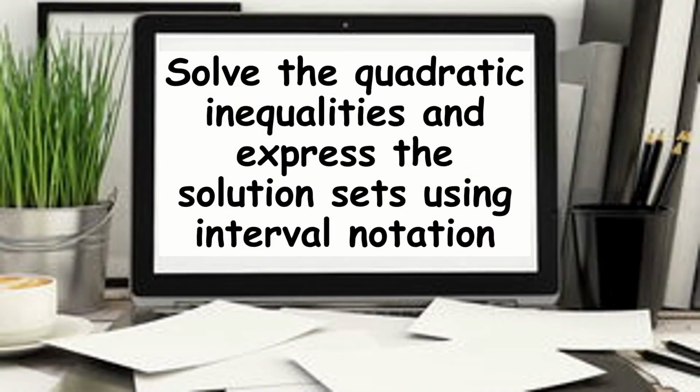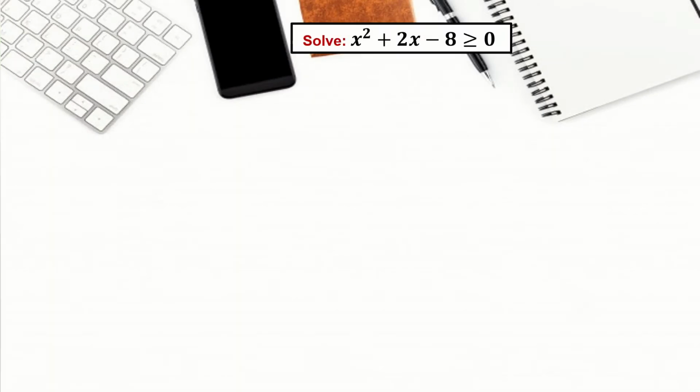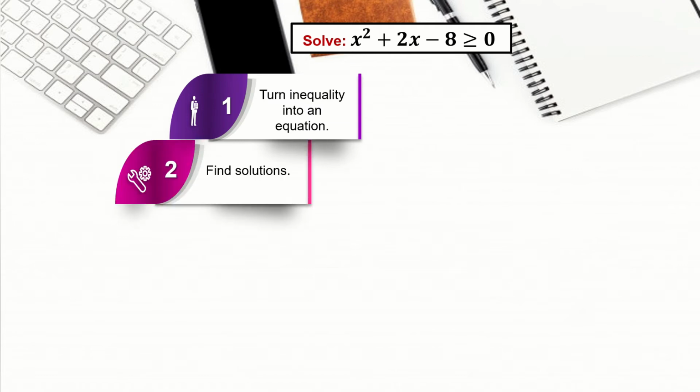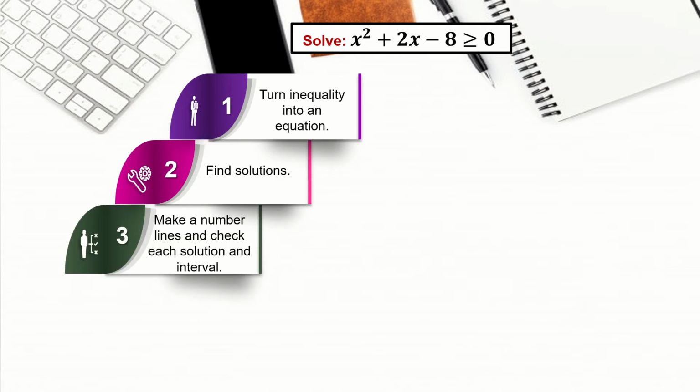We can now proceed with the discussion. Solve the quadratic inequalities and express the solution set using interval notation. Solve x squared plus 2x minus 8 is greater than or equal to 0. First step, turn the inequality into an equation. Second step, find the solutions. And third step, make a number line and check each solution and interval.